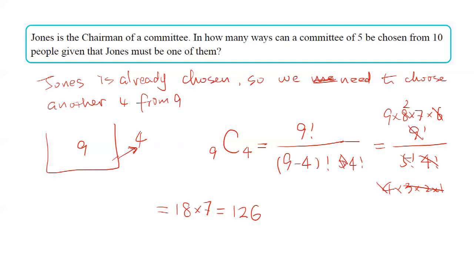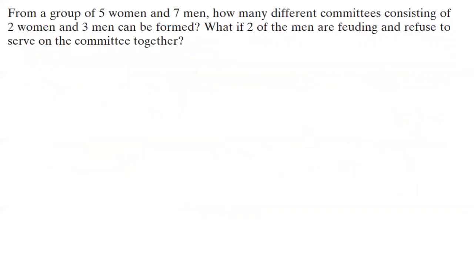Okay, any questions? No? All right, if you have no question, we can move on. Next one. From a group of 5 women and 7 men, how many different committees consisting of 2 women and 3 men can be formed? What if 2 of the men are feuding and refuse to serve on the committee together? Okay, you have 5 minutes to complete this question, and then we will discuss the solution.